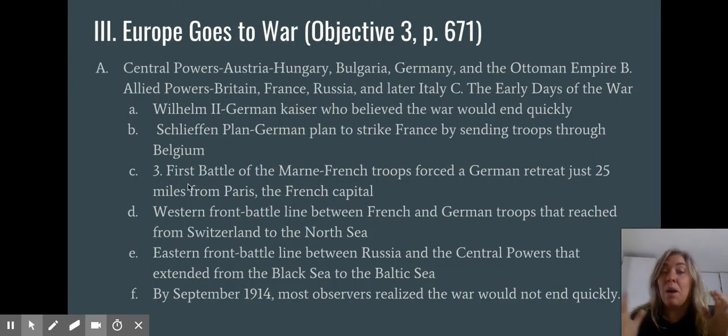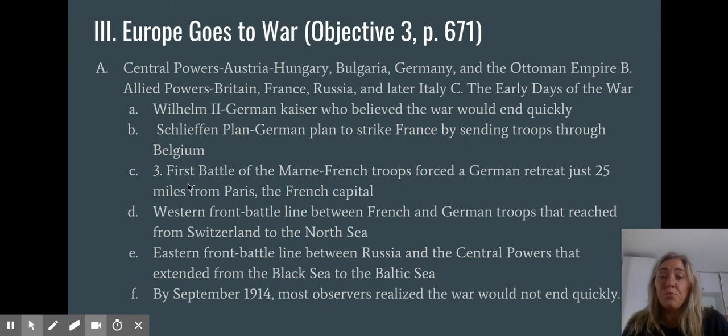But the problem is that that plan failed. They were not able to get Paris right away. So the very first battle was called the First Battle of the Marne. So like that was the first major battle. The French troops forced the Germans to retreat just 25 miles from Paris, the French capital. If they would have won, that would have stopped the war.